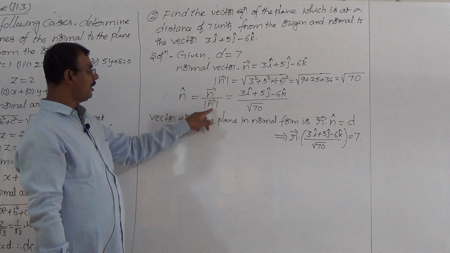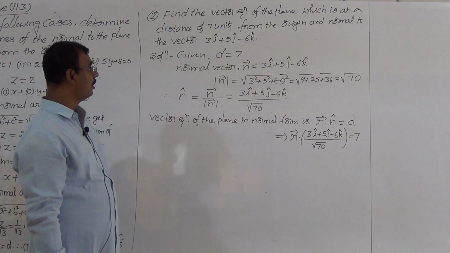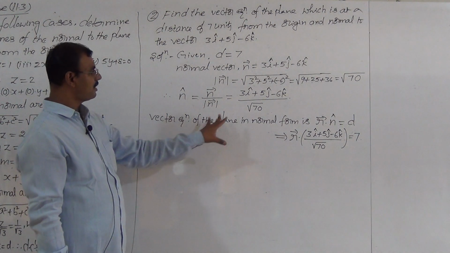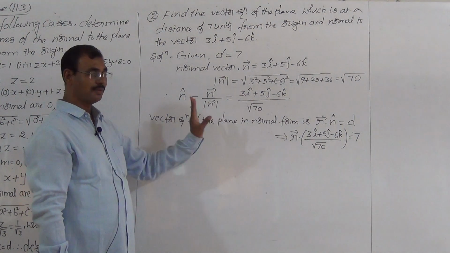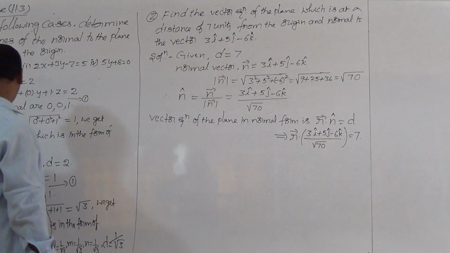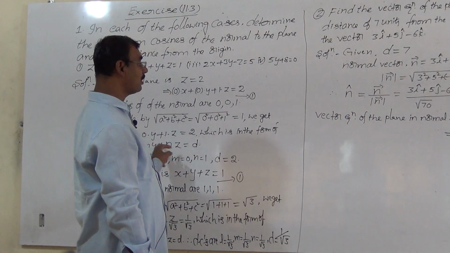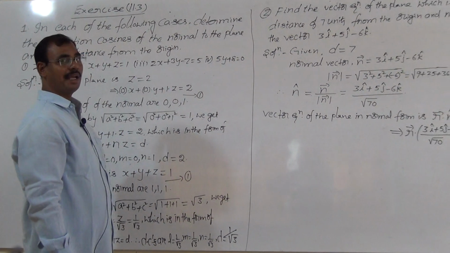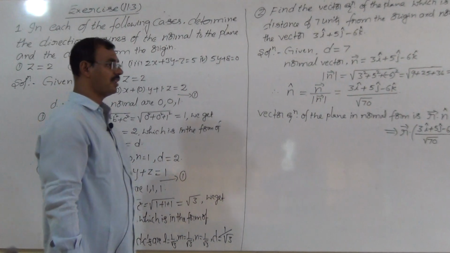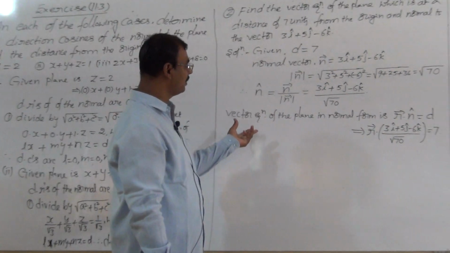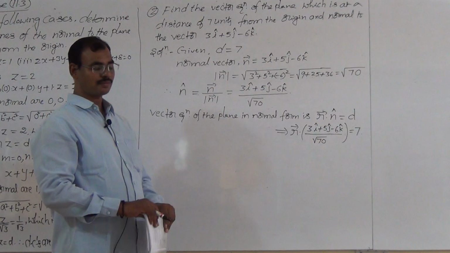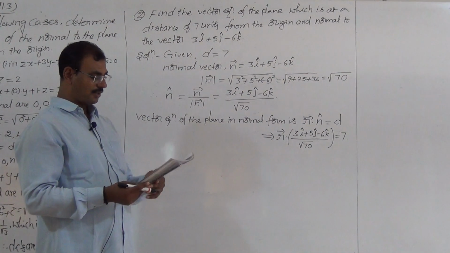What is the normal unit vector? N bar by magnitude of n bar. Then substitute in the formula, don't forget. This is also normal form. This is the vector equation of a normal form. In Cartesian form, it is lx plus my plus nz is equal to d. This is vector form. Okay, shall we move to the third question?